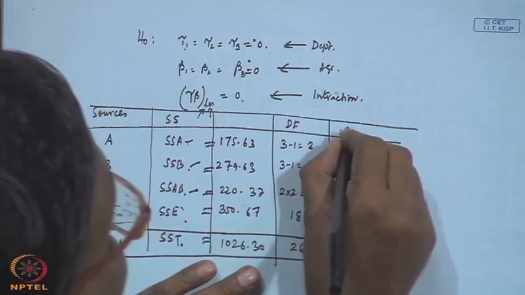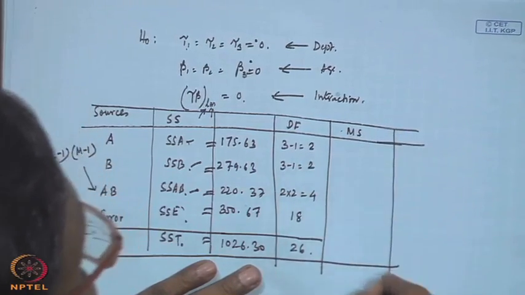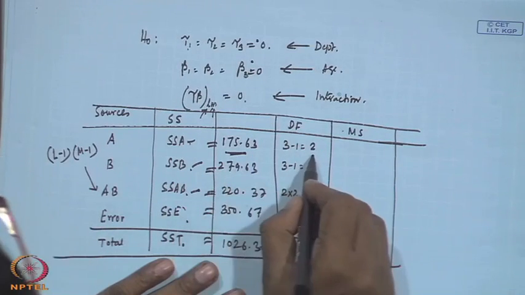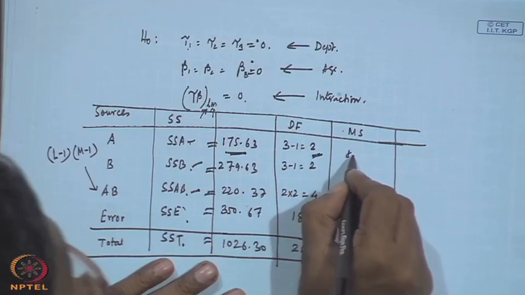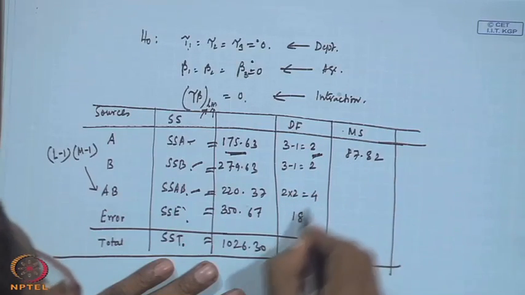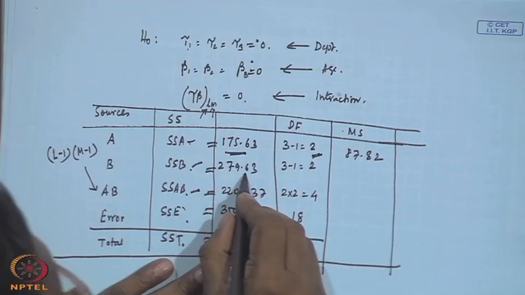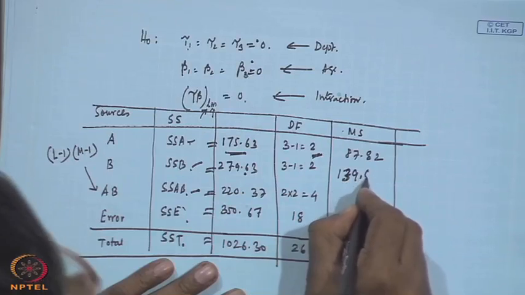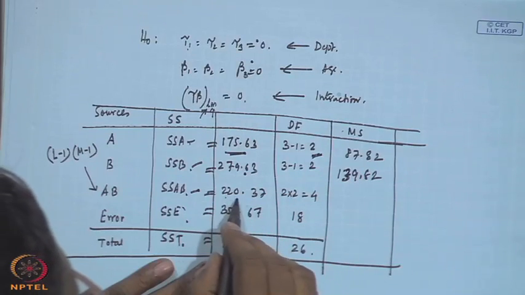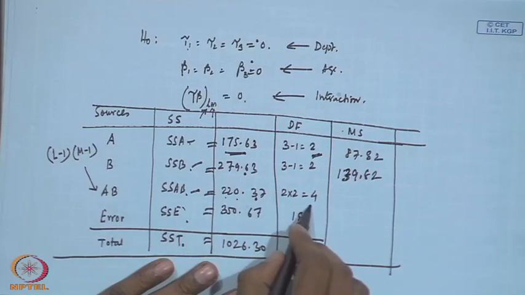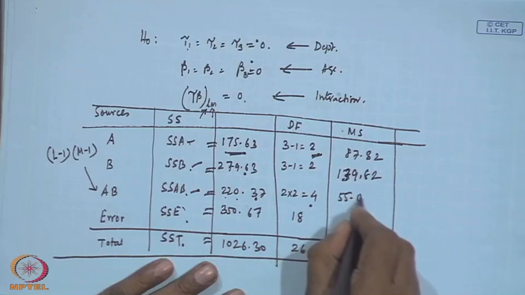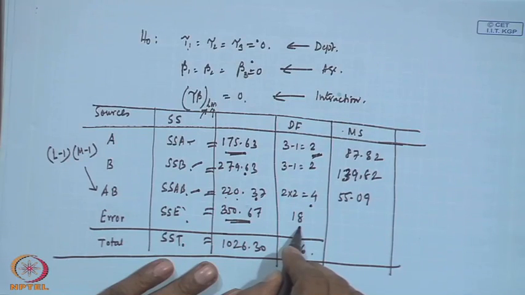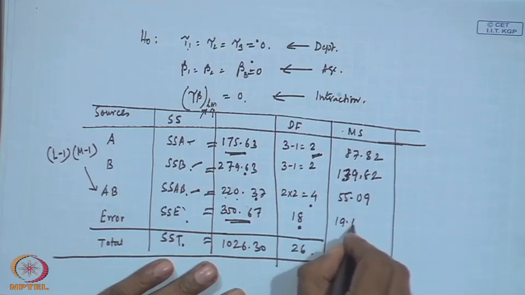Now, what will be your MS then? MS will be 175 by 2, that is 87.82. 279.63 by 2, that is 139.82. Then 220.37 by 4, this will be 55.09. 350.67 divided by 18, this is your 19.48.